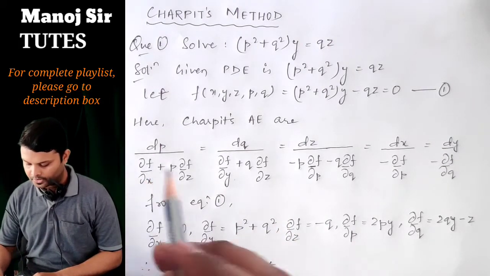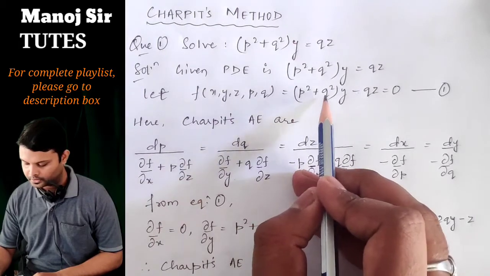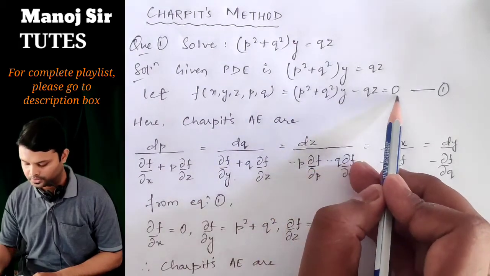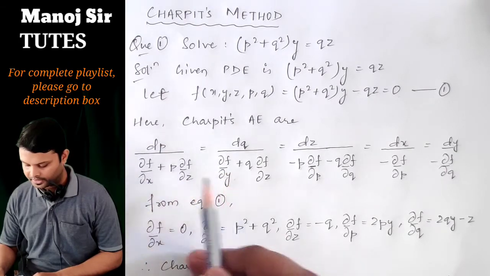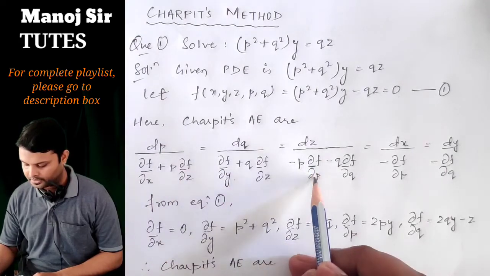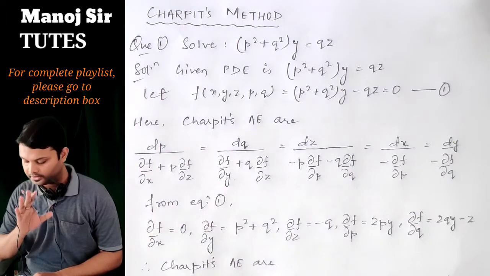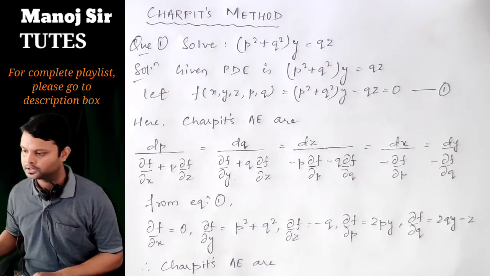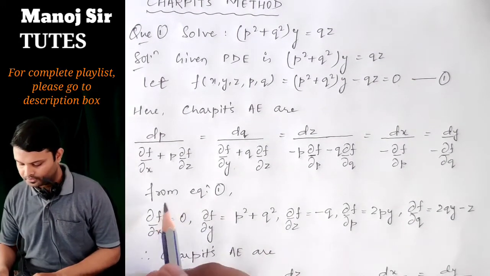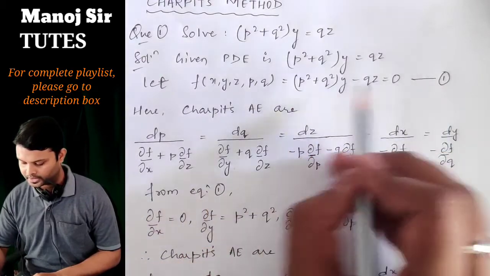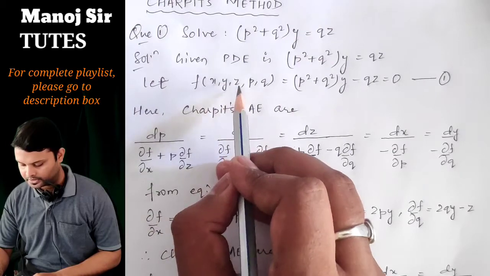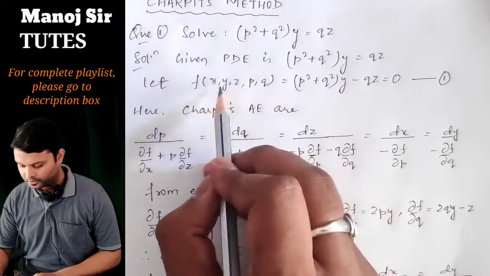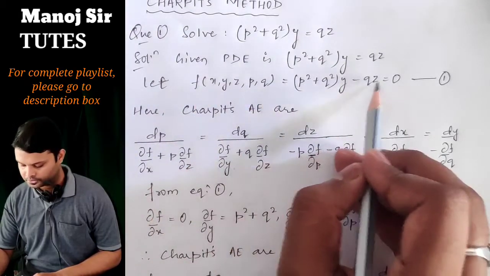Now here you can see we have this function, (p square plus q square) into y minus qz equals to 0, and here we need to find del f upon del x, del f upon del y, del f upon del z, del f upon del p, del f upon del q. We need to find all 5 terms. So let us find them from equation 1, that is f, which is a function of x comma y comma z comma p comma q, equals to this, which equals to 0.